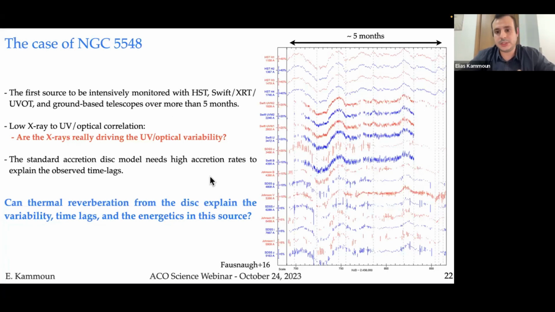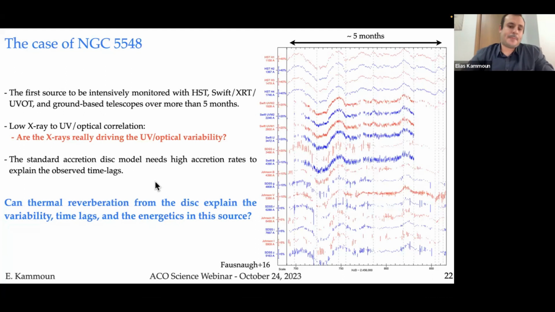These are the different light curves that we are seeing from HST up to the SDSS z band at around 9,000 angstrom. You can see that there is time delay as we saw before. This source shows a low or moderate X-ray to UV optical correlation. So it's one of the best sources where we can ask, are the X-rays really driving the UV optical variability? And thus test our model.